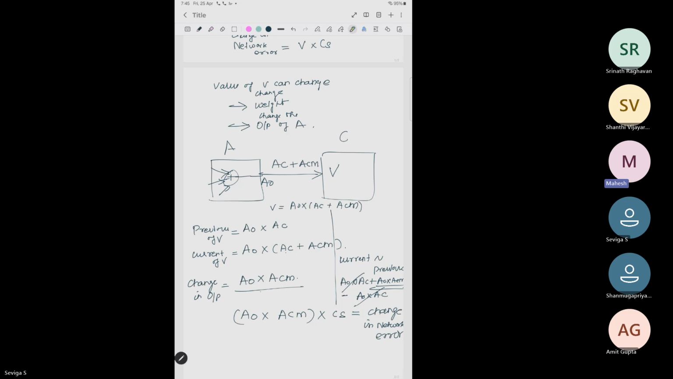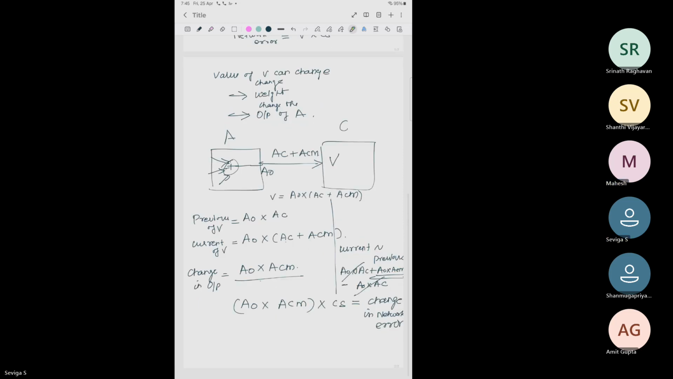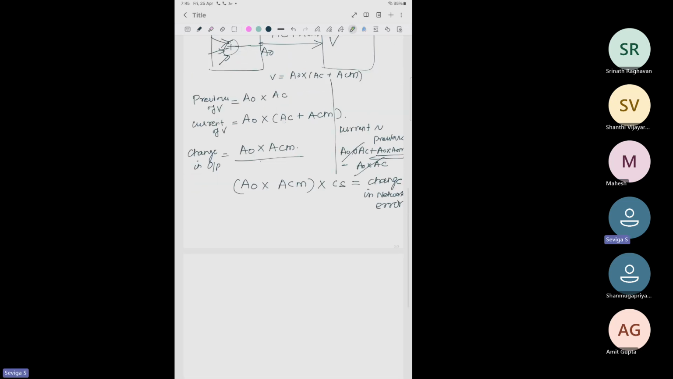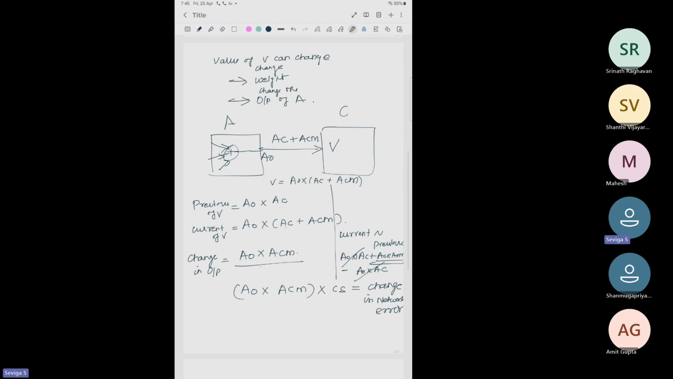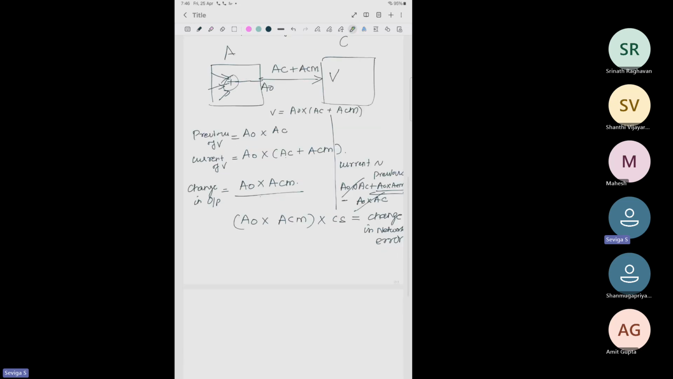Change in network error for C, right, ma'am? For the C neuron. Yeah, for the C neuron. No, change in the network error for the whole network. Right now, our whole network is A and C only. Okay, okay. So for this network, that is what I have written. Otherwise, I would have written change in the error for neuron C. But this is the change in the error for the whole network. Right now, our network is only A and C. So we are just assuming this connection to be our network. So now this is our network. We have got the change in the network error.